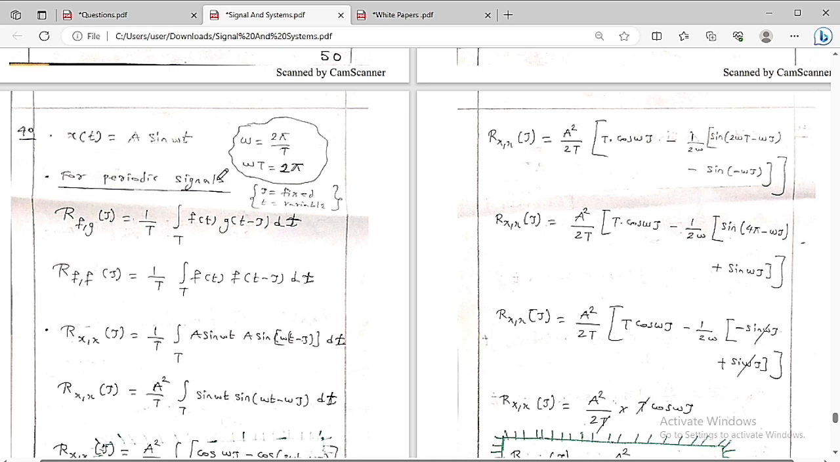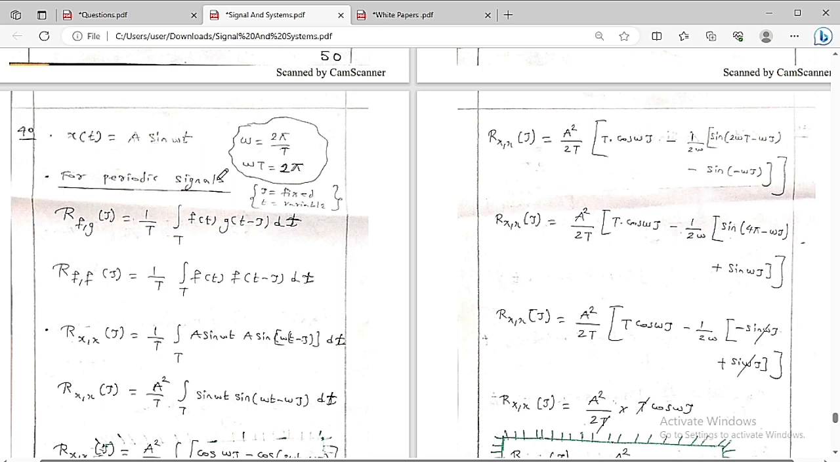Because sin omega t is a periodic signal, for a periodic signal, what is the autocorrelation? Suppose f of t and g of t are periodic signals. If f and g are different functions, if we do it between two different functions, that is called cross correlation. Between the same function, it is autocorrelation. Listen carefully. If f and g are different, it is cross correlation, and if f and g are the same, it is autocorrelation.